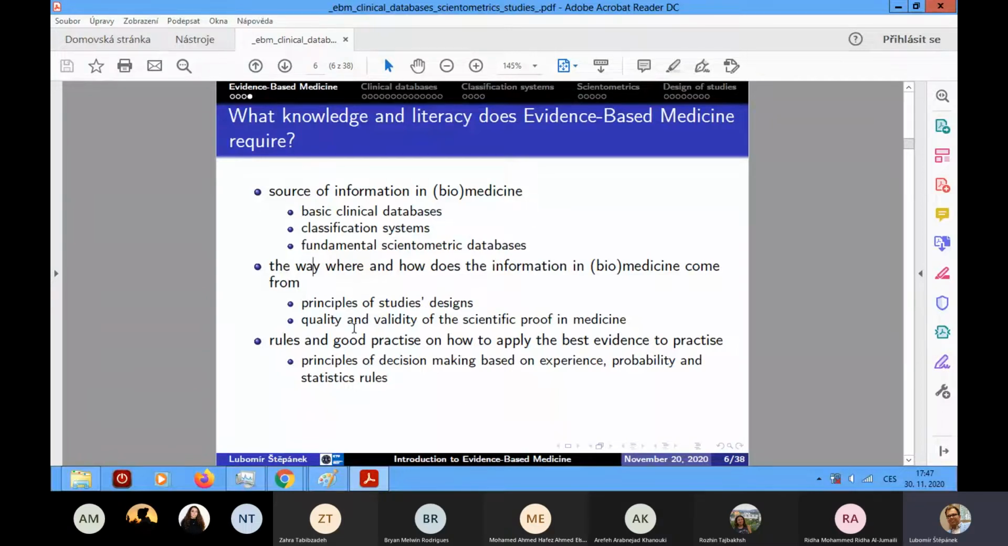So it's good to know about the principles of study design, and also what the advantages and disadvantages of the designs are. It is sometimes called the value of scientific proof in medicine, but in other words, it simply means the advantages and disadvantages of study design.